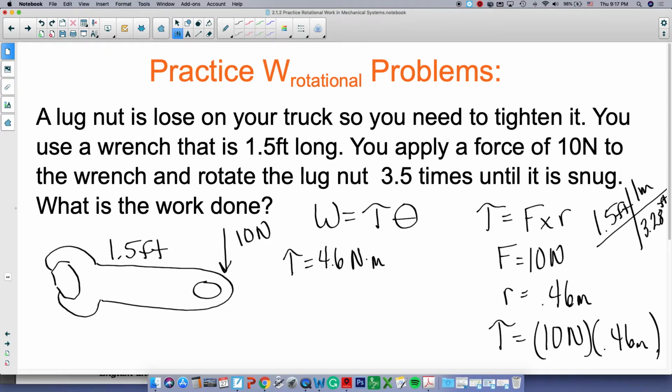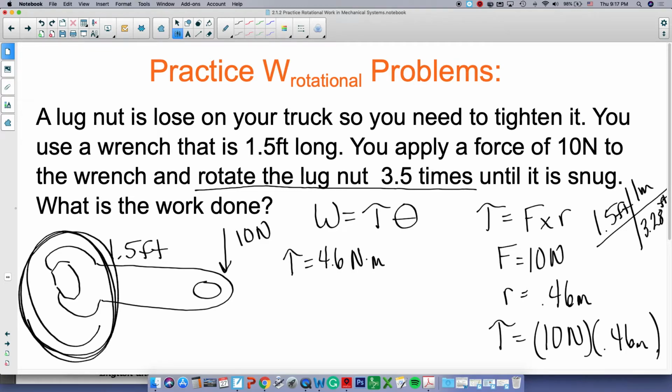Okay, now we got to figure out what that theta is. It said we're going to rotate the lug nut 3.5 times. So that means we're going 1, 2, 3.5. That's 3.5 revolutions. So we convert revolutions into radians. So 1 revolution is 2 pi radians.